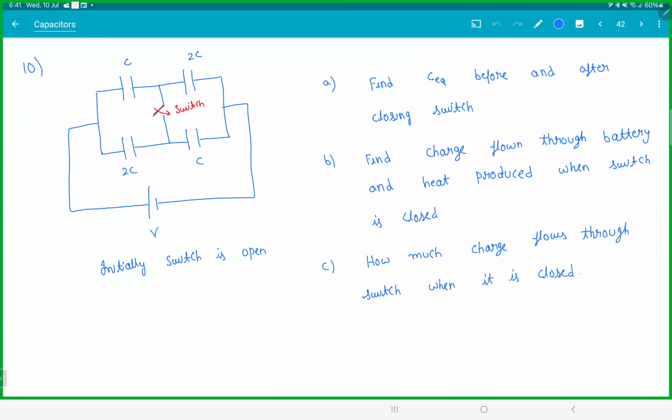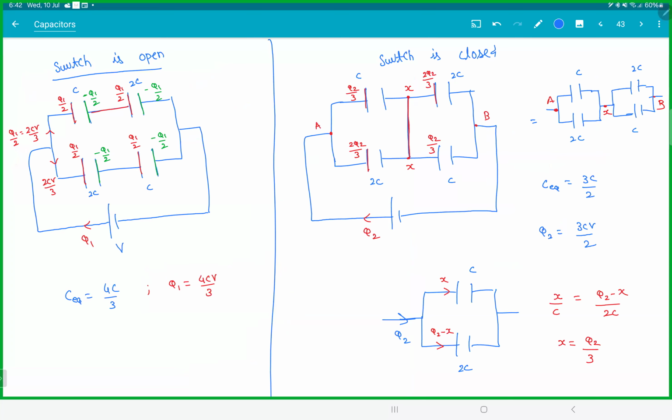How much charge is flowing through the switch? Question is still not over. How much charge is flowing through the switch when you closed it? How do you do that? Try, I'll give you a minute.